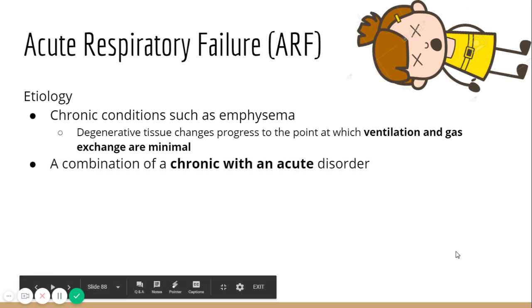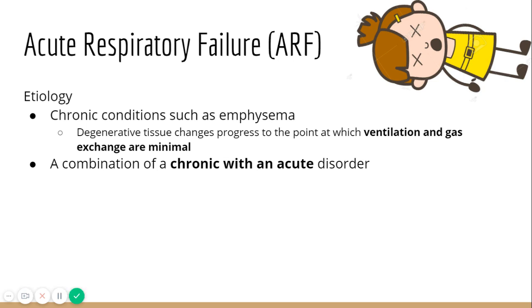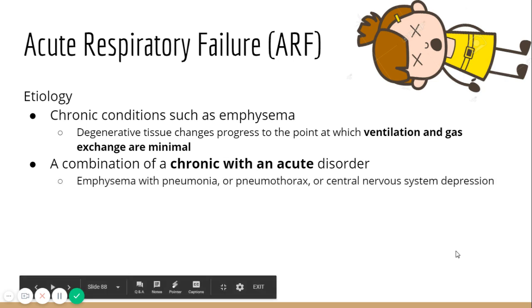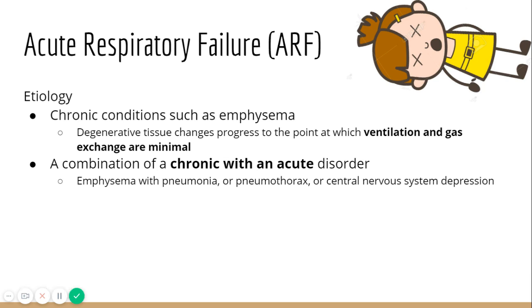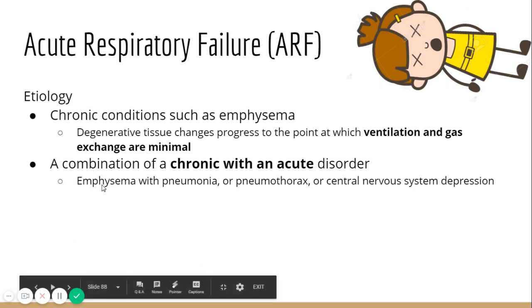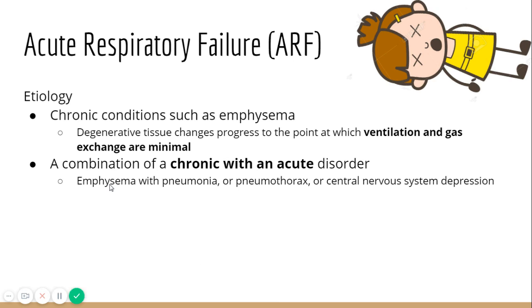Okay, it can be a chronic disorder, or it can be an acute disorder on top of a chronic disorder. So let's say our emphysema patient developed pneumonia or a pneumothorax, or for some reason their central nervous system has been depressed because, say, we gave them too much pain medication, or they took too much of their antidepressants. So we already had a problem with the emphysema to begin with, and now we are adding a secondary problem on top of that. Our lungs already have to work really hard to overcome the emphysema. If we add another problem on top of that, the lungs are definitely going to get overworked, and they're going to want to stop working.